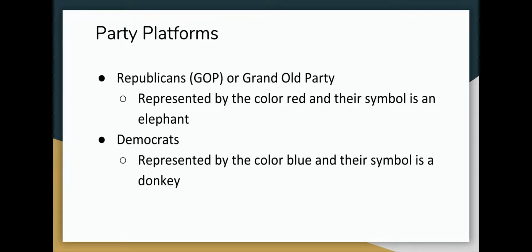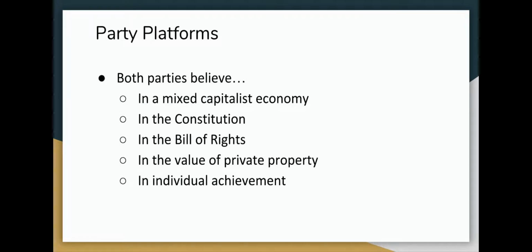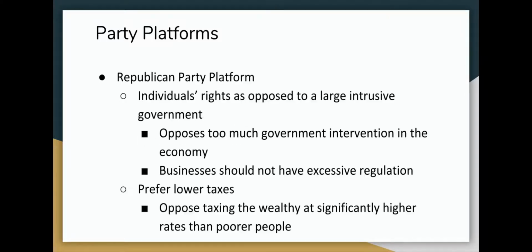And looking at party platforms, we're going to go through a couple of them. But Republicans, you also might hear them called the GOP because a nickname is the Grand Old Party. They're typically represented by the color red, and their symbol is an elephant, where the Democrats are represented by the color blue, and their symbol is a donkey. Both parties believe in a mixed economy. The Constitution, they believe in the Bill of Rights, the value of private property, as well as individual achievement, but they also have some common differences.